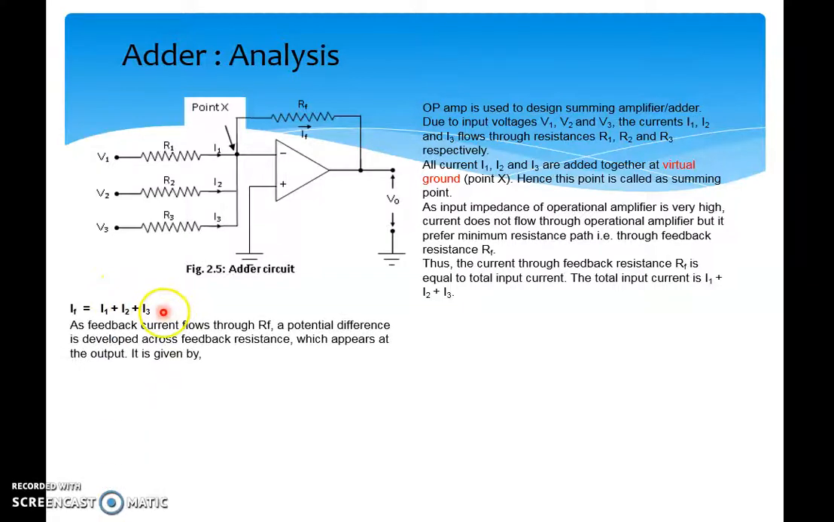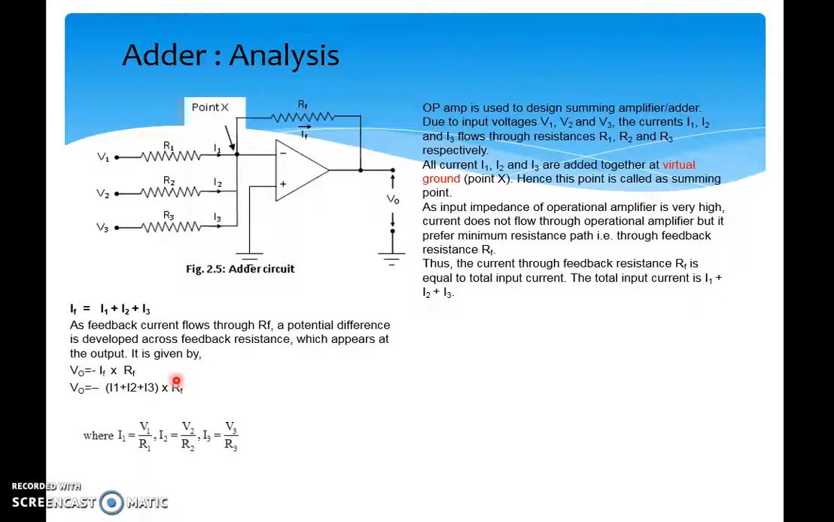Then we know the values of I1, I2 and I3. As the current goes through the feedback resistor RF, a potential is developed across the feedback resistor, which appears as the output voltage. It's given by V0 is equal to minus IF into RF. What is IF? IF is nothing but I1 plus I2 plus I3. We just multiply with RF, and we get the output voltage.